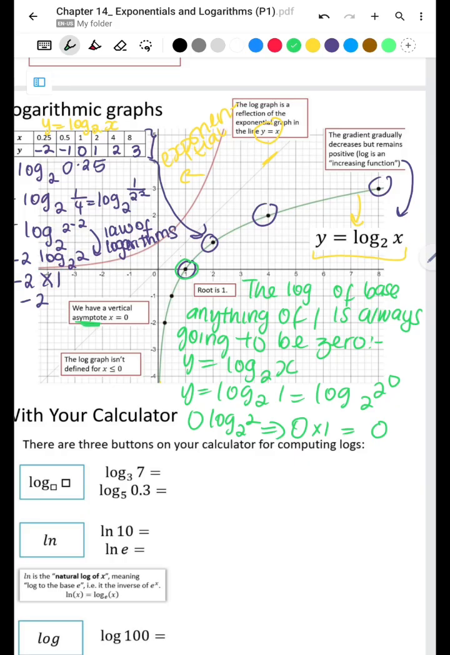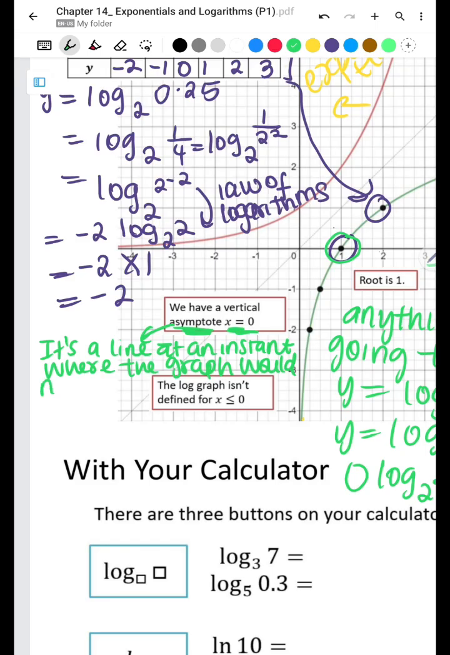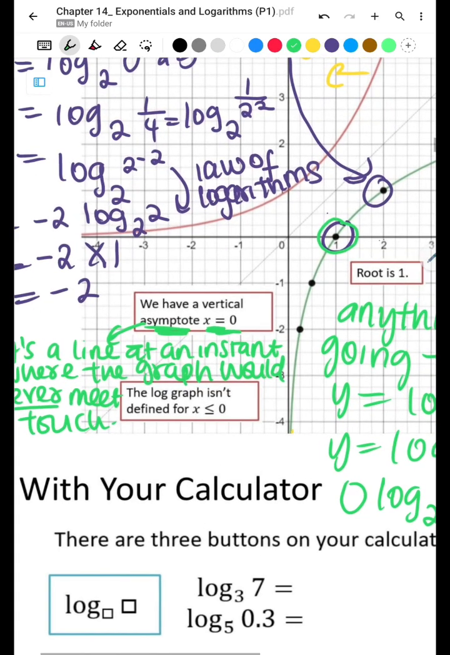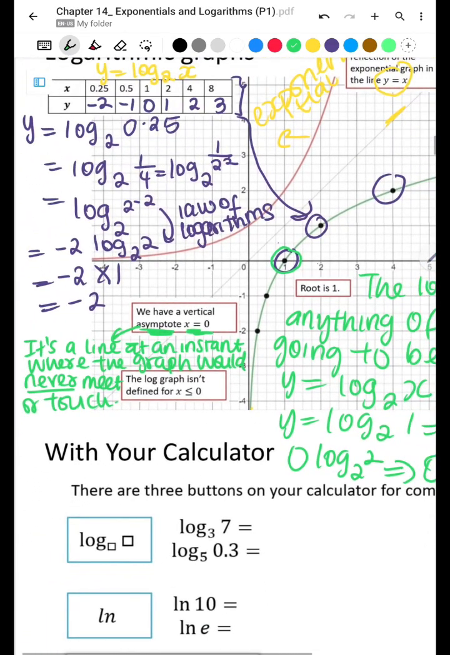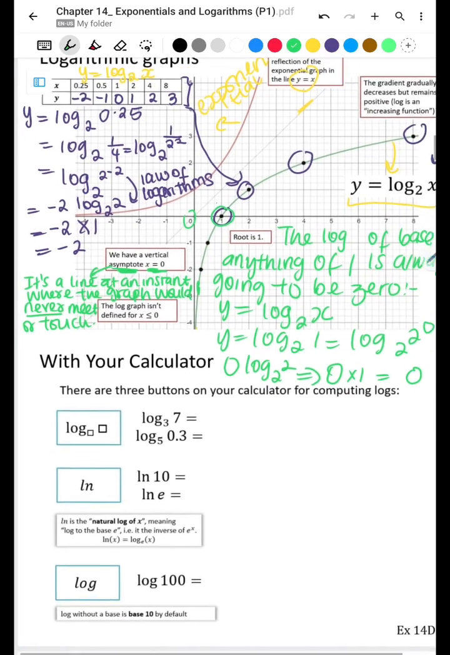So we have a vertical asymptote where x is equal to 0. An asymptote is basically a line that the graph would never meet or touch. That is just the understanding of what an asymptote means. So when x is 0 here, this green graph would never touch the line. It will always get closer, but would never touch the line. We could have 0.000005, 0.0002, but it would never be exactly 0. That's what an asymptote is.